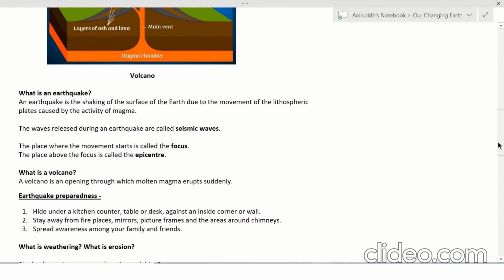So let us start. In the previous video we discussed what is an earthquake. Well, earthquake is a natural calamity which we can't avoid, but we can be prepared to face an earthquake. So these are the steps of preparedness. Hide under a kitchen counter, table, or desk against an inside corner or wall.